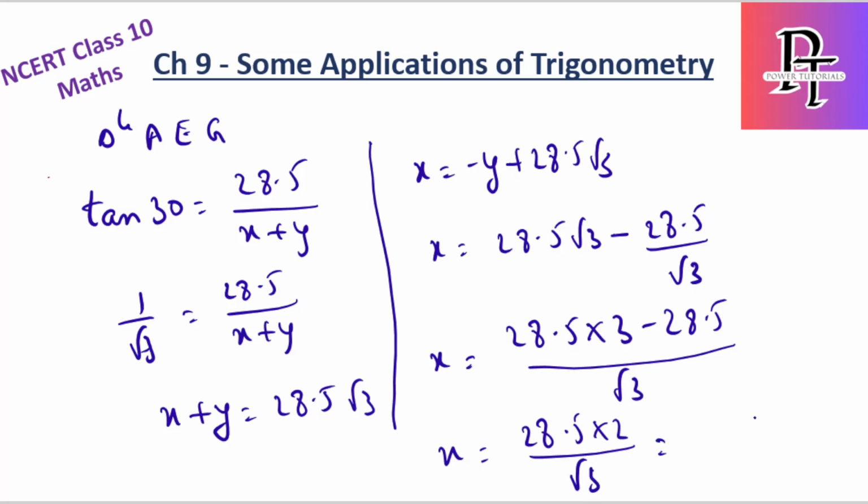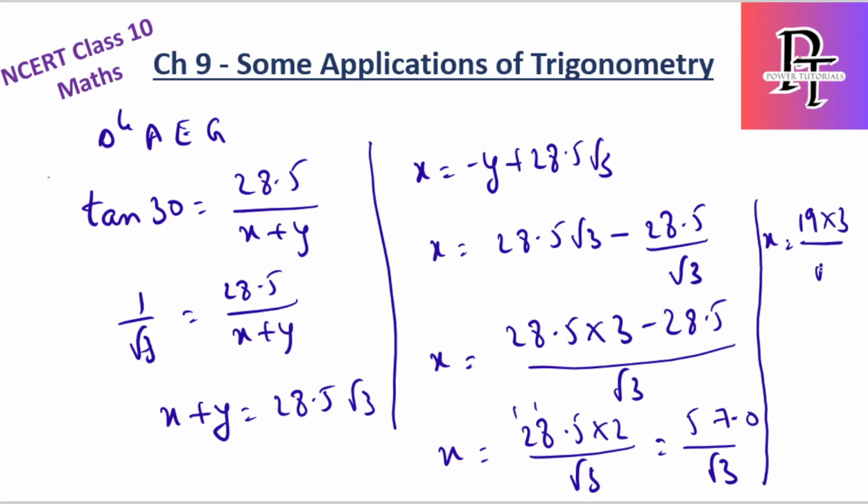28.5 into 2: 5 twos are 10, 1, 8 twos are 16, 17, 2 twos are 4, 5. So it is 57 by root 3. Okay, so 57 also I can write as 19 into 3. So x is equal to 19 into 3 by root 3. So this I can solve, it becomes 19 root 3 meters. Therefore, the distance traveled by the boy is 19 root 3 meters.